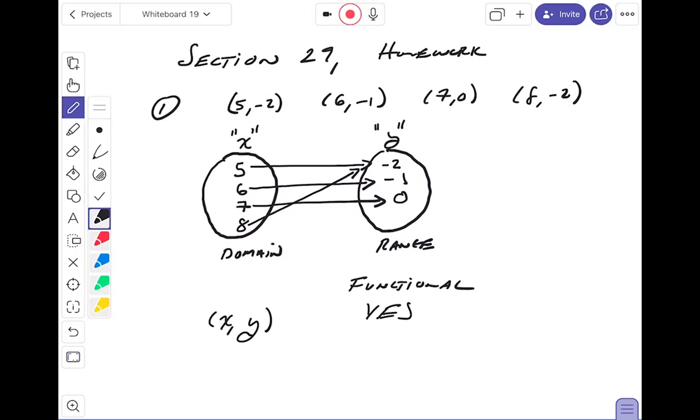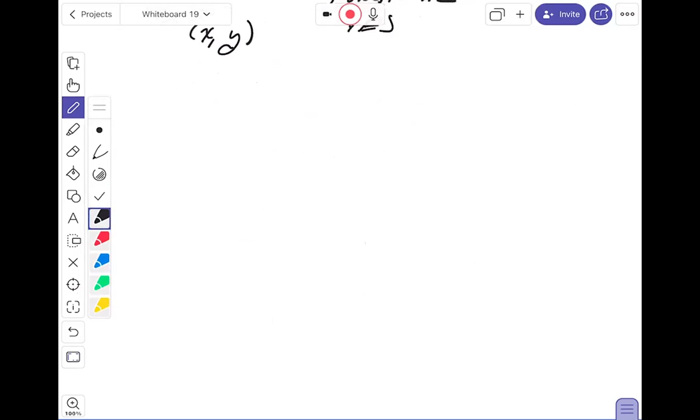Let me go to number 2. What does number 2 say? Well, again, it's one of those relationship problems. So instead of me writing down all the points, I'm just going to put my bubble diagrams down now.